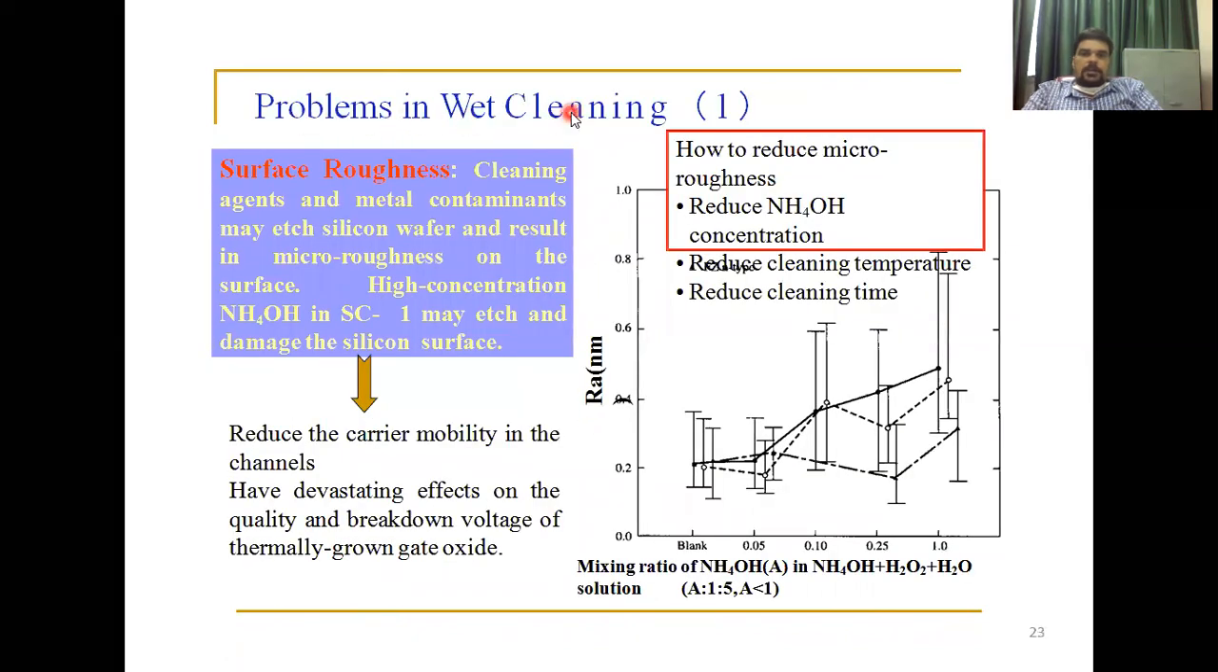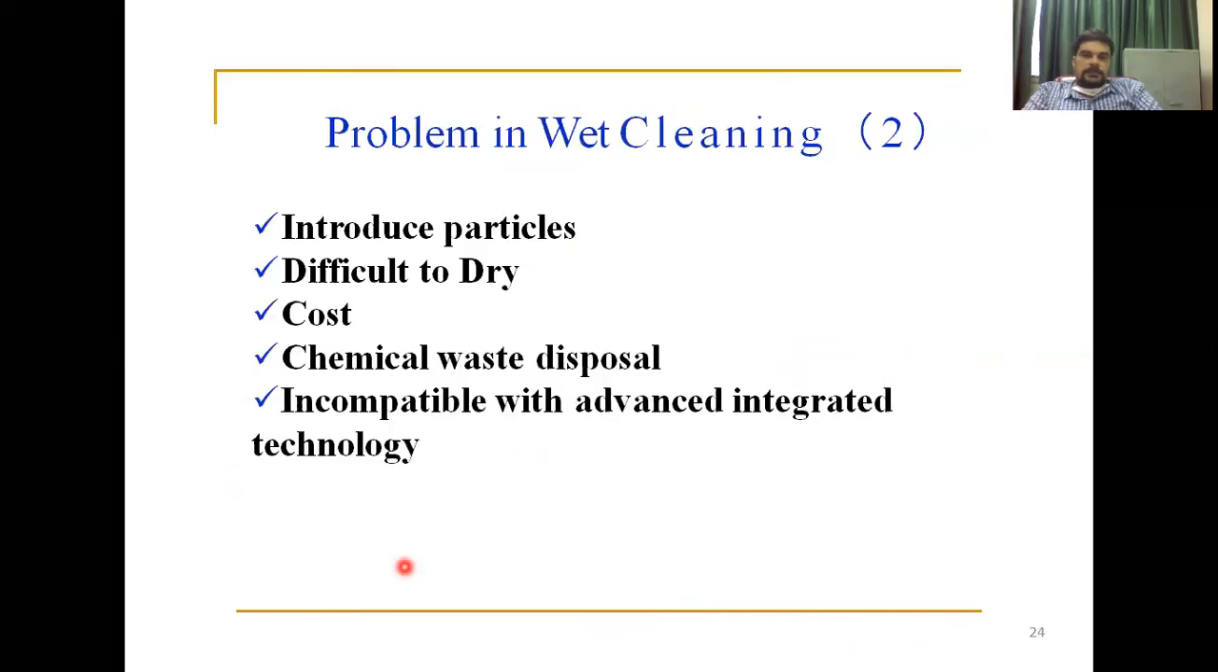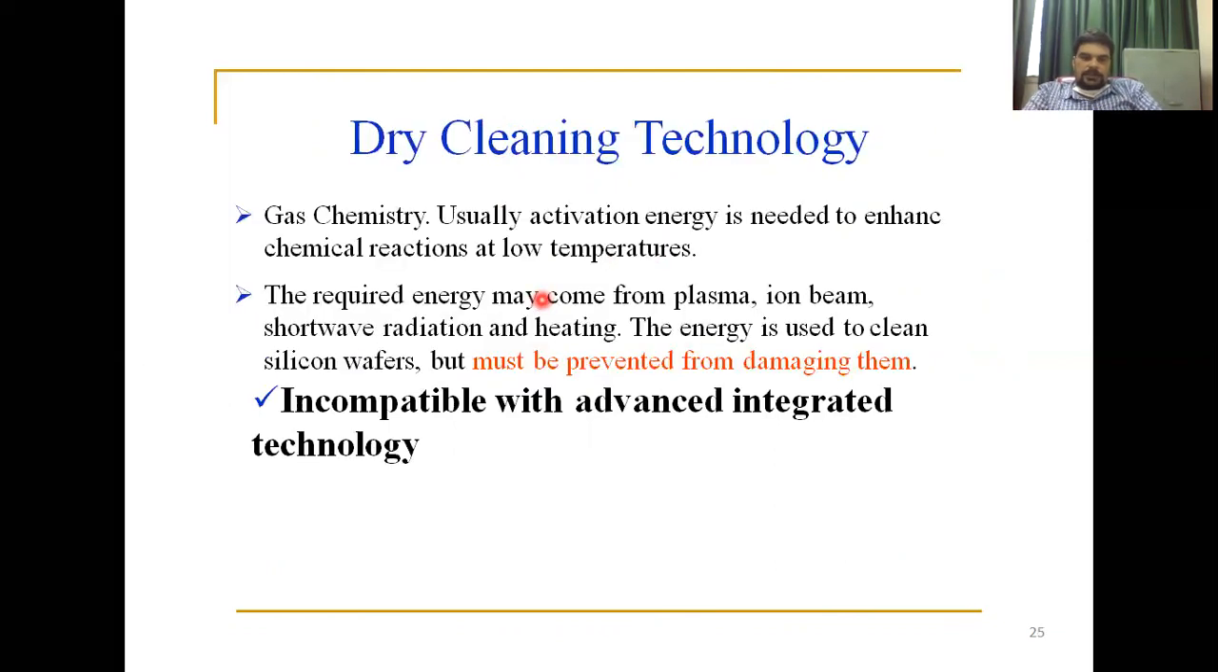So what are the problems in wet cleaning? One of the problems in wet cleaning is surface roughness. The cleaning agent and metal contaminants may etch the silicon wafer and result in micro roughness on the surface. So this is the major problem with wet cleaning. Other problems in wet cleaning are introduced particles, difficulty to dry, chemical waste disposal, and incompatibility with advanced IC technology.